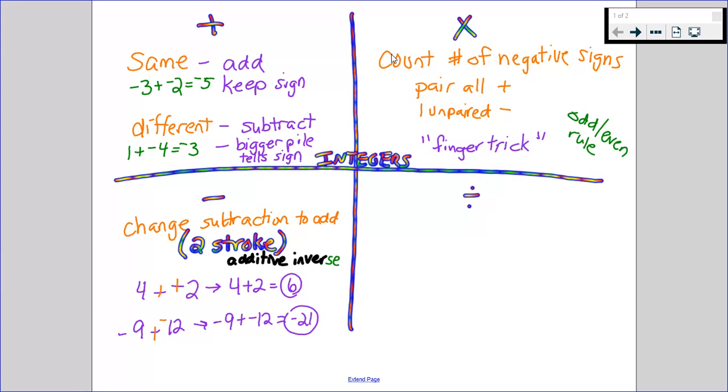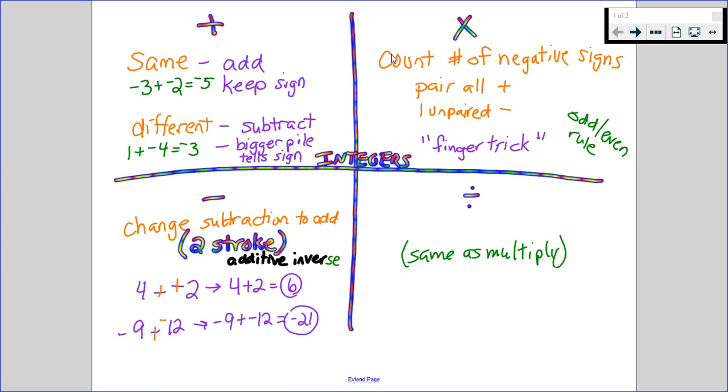Now for division, it's going to be the exact same rules. You're going to count the number of signs in your division problem. And if you have an odd number, 1 or 3 or 5 or 7, then you will have a negative answer. And if you have an even number of negative signs, like 2 or 4 or 6, then you will have a positive answer. So the rules are the same, you just have to multiply or divide.